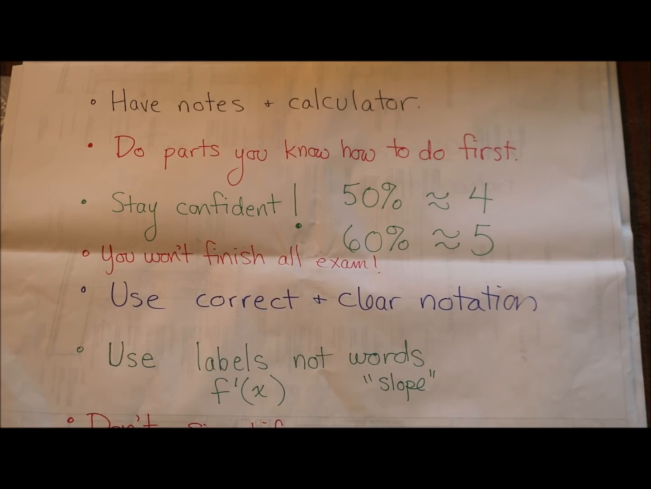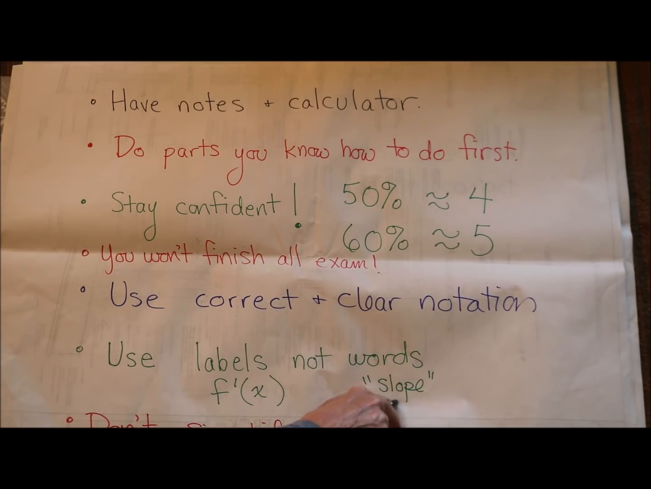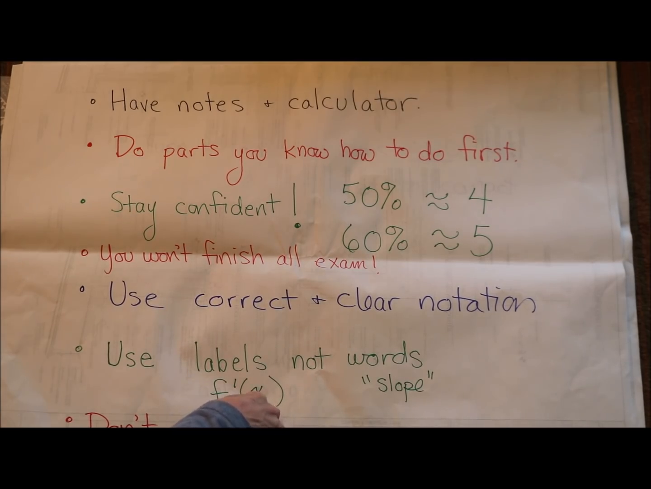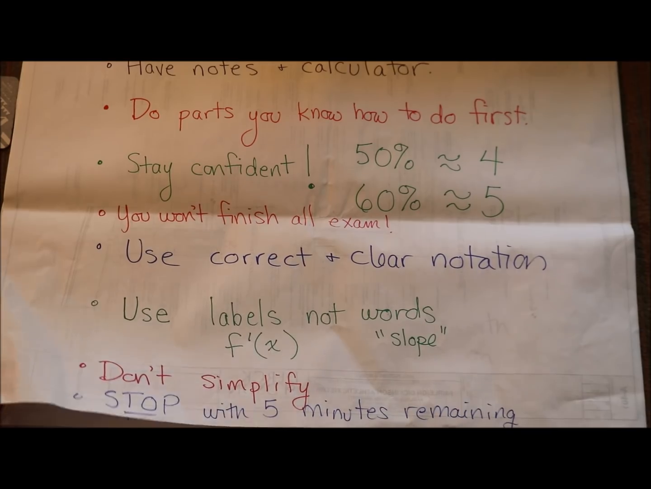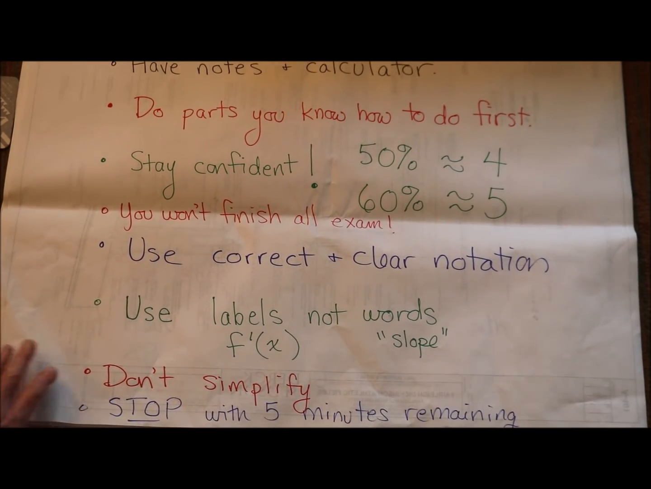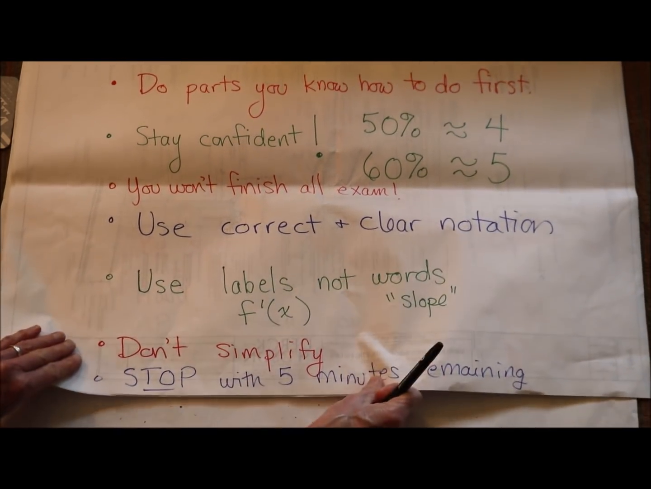Use correct and clear notation. Remember, we've talked about this. Don't say things like the slope or the function. Use labels like f of x, f prime of x, f double prime of x. Don't waste time simplifying. Even if it's like a Riemann sum, you do not need to simplify. Don't waste time simplifying.